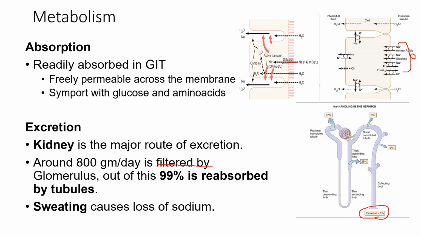Apart from this, sweating is also another route where there is loss of sodium, but it is a minor route. But in conditions of severe sweating and in the summer season, this becomes the major route of loss of sodium. Apart from these two ways, in conditions of diarrhea, a large amount of sodium can be lost through the GIT.